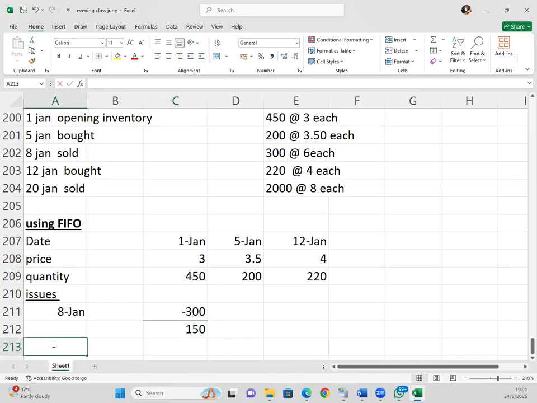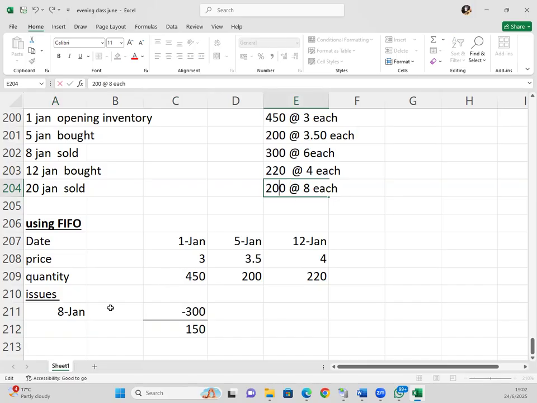Then the next date of sales is 20 January. It's not supposed to be 2,000, it's 200. I wanted to put 200. So we sold 200, but we can't remove 200 from 150. So from this batch, you just take 150.